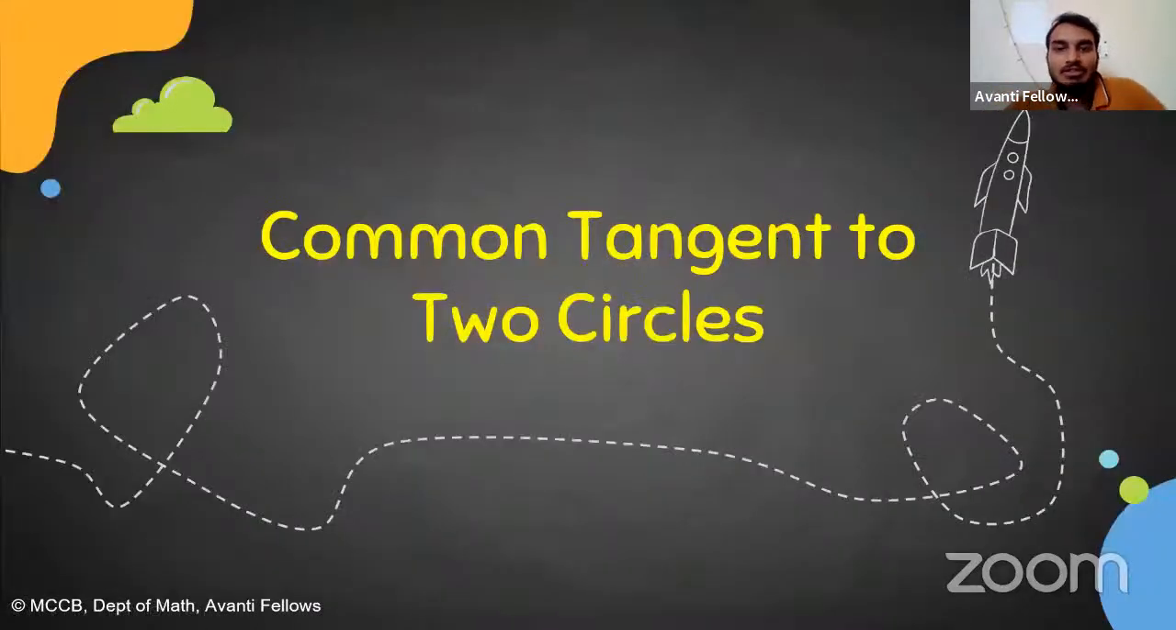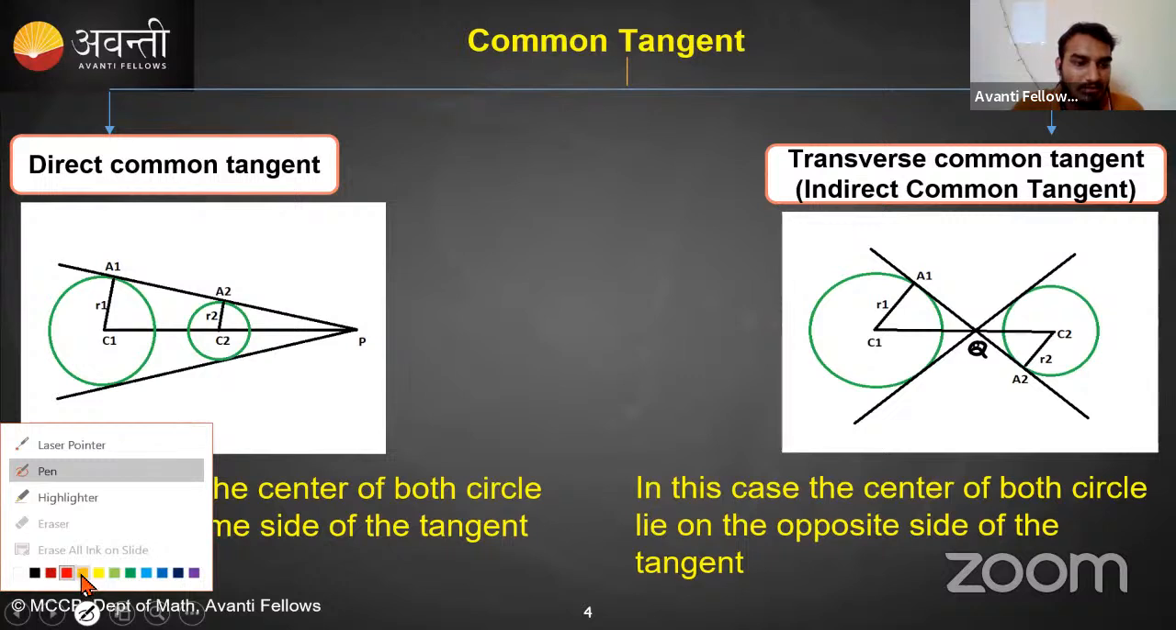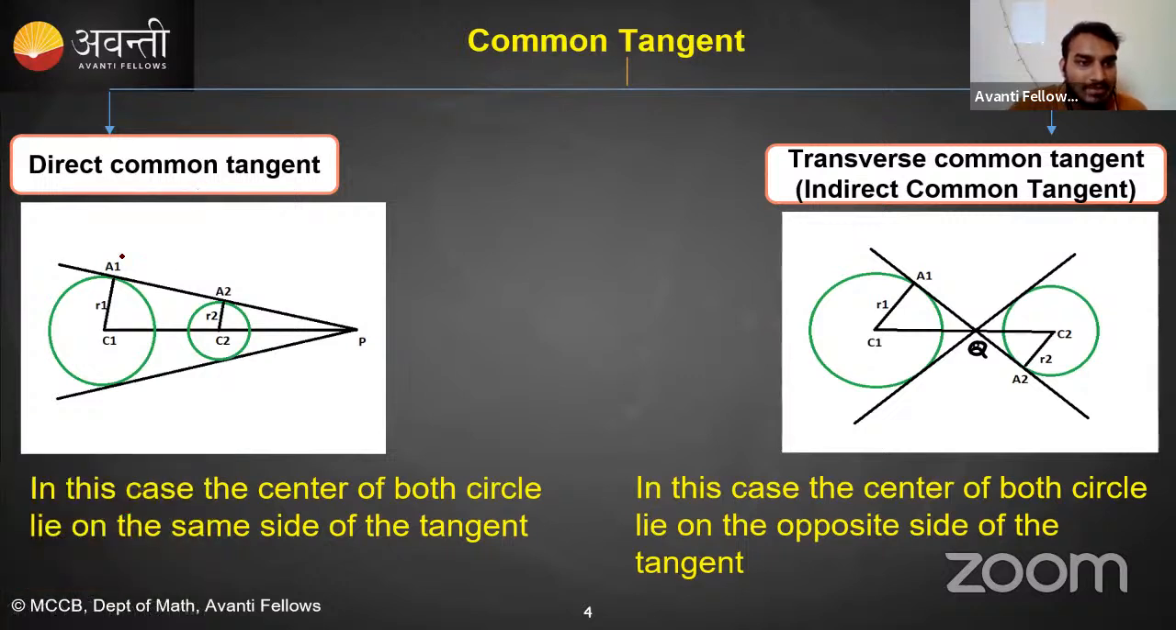Common tangents to two circles. There are mainly two types of common tangent between two circles. The first one is called the direct common tangent, meaning this type. And the second we call the transverse common tangent or indirect common tangent, meaning like this. So what is the difference between the direct common tangent and the transverse common tangent?